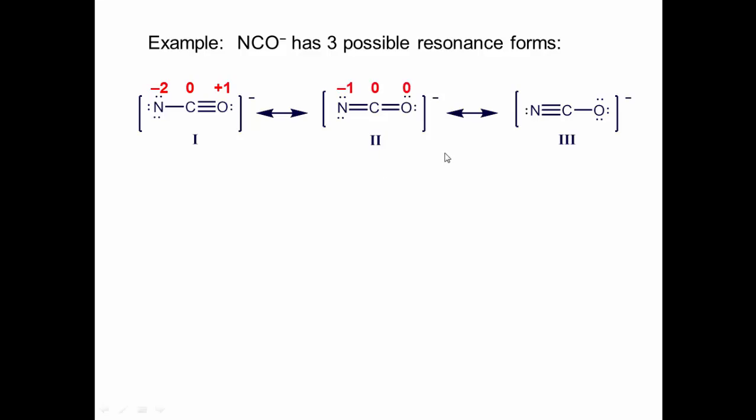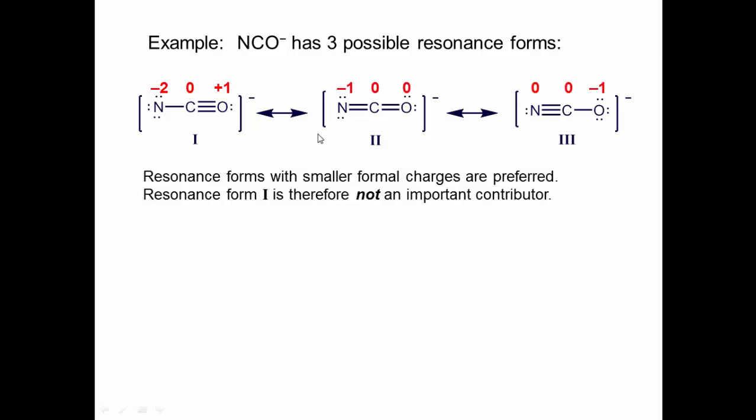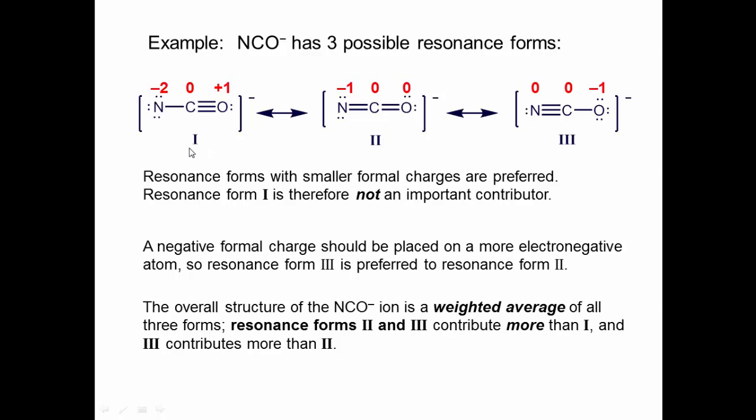All right, so here's an example of a molecule that has 3 different resonance forms. And remember that we want to minimize formal charge. So this one automatically is not going to be the best resonance form because we have a -2 formal charge. So we want smaller formal charges if possible. So the best resonance structure is going to be this resonance structure number 3 because the negative charge is on the oxygen rather than the carbon or nitrogen.